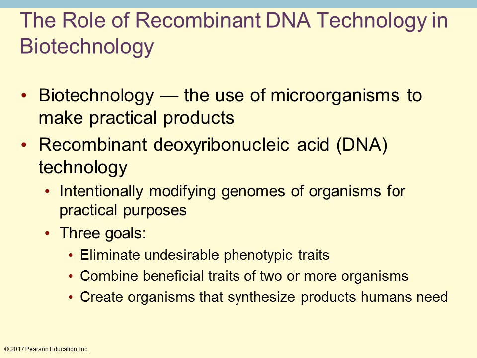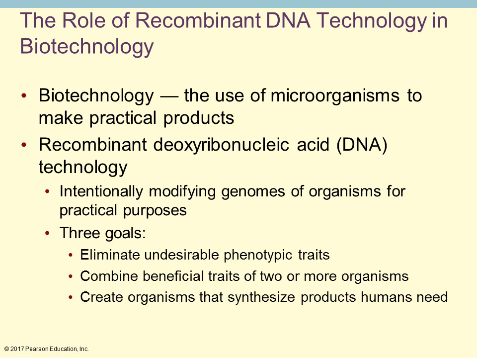There are three different goals. Number one, possibly to eliminate some phenotypic trait that is undesirable. Remember, phenotypic traits are those that you actually see. How are they determined? By what's on the DNA. So you might have to remove the undesirable gene and replace it with the proper gene, or the one that you want. Another goal is possibly to combine beneficial traits from other organisms into one.